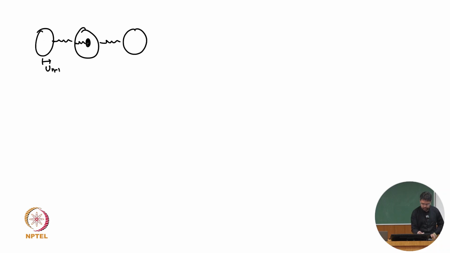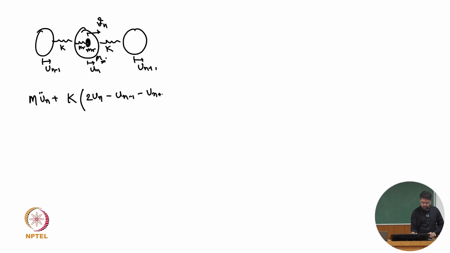So this one is moving u_{n-1}, this one is u_n, this one is u_{n+1}, and this is v_n. This is m_r, k_r, k, k, m. So I am writing the equation for this mass. So what should I write? M u_n double dot plus k into (2u_n minus u_{n-1} minus u_{n+1}) plus k_r into (u_n minus v_n), that is equal to 0.